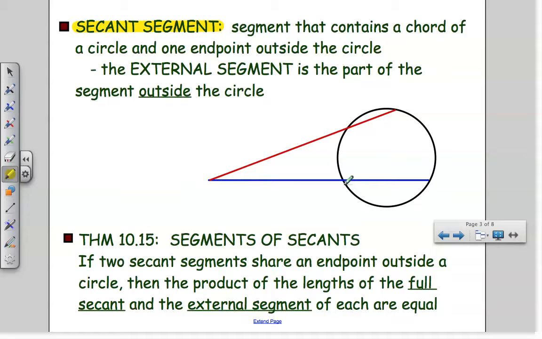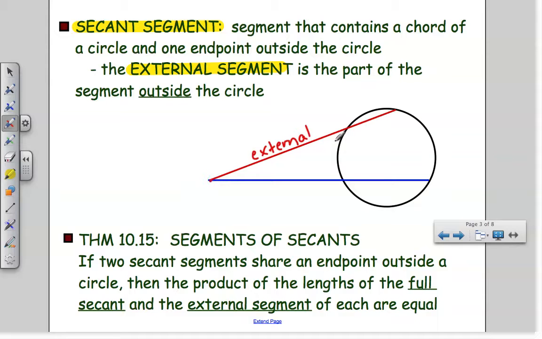The blue line is also a secant segment. It's got this part as the chord, but it does extend to a point outside the circle, making it a secant segment. And then when you talk about the external segment, external means outside, right? So the external segment is the part of the segment outside the circle. In this case, for the red one, here is your external portion.